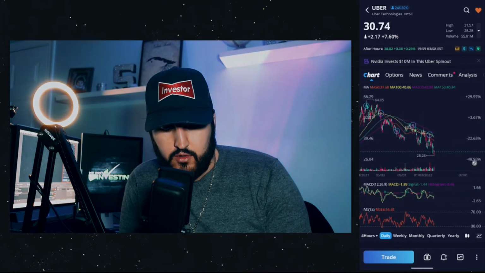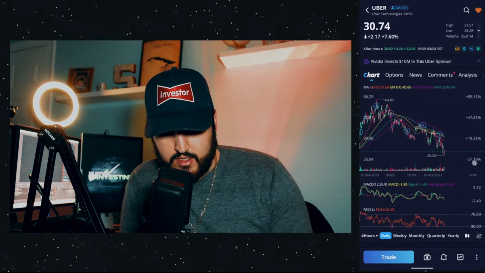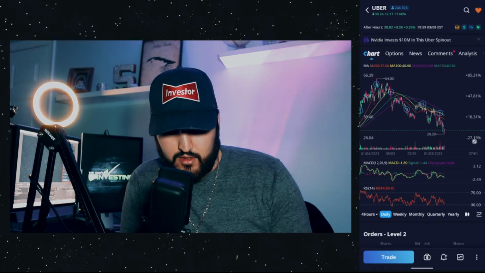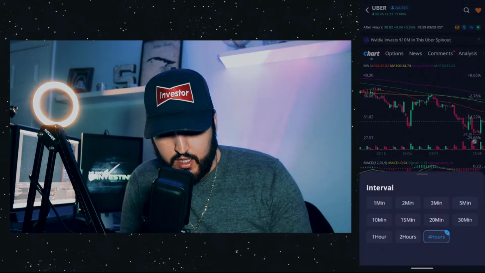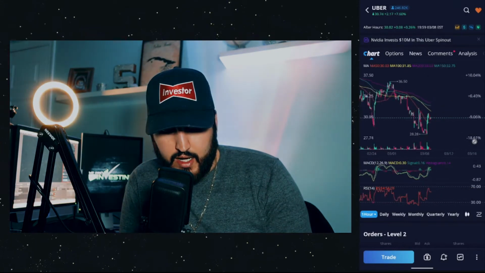If I zoom out, we can see that Uber is below all of the major moving averages. It is under on the MACD, and the RSI is close to being oversold. It's at 30, and this is for the daily candles. If I wanted to take a closer look and ask what Uber is doing in the 1 hour candles, I can switch over to the 1 hour and zoom out.